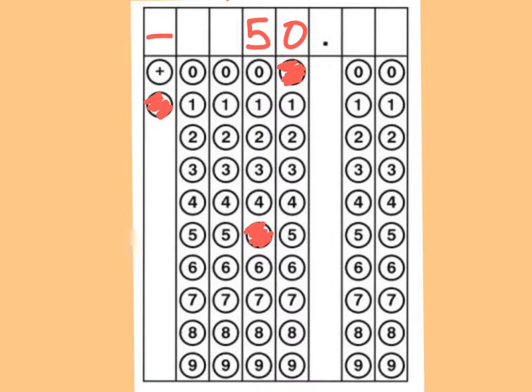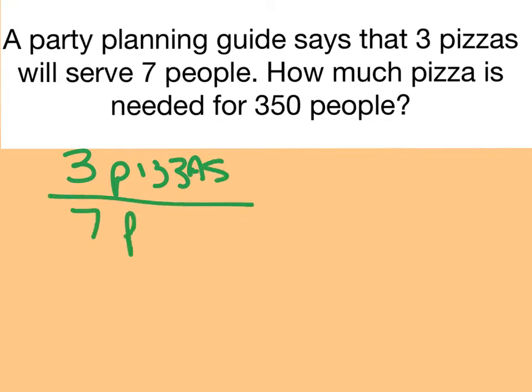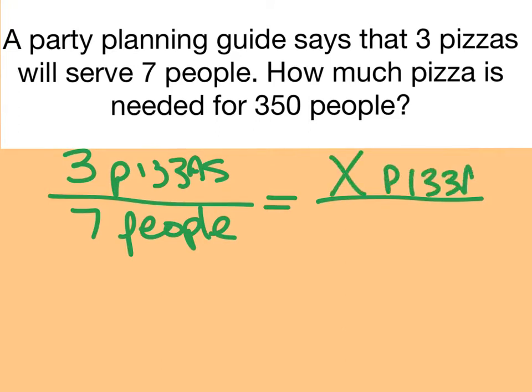Now let's try a few problems for practice. In this first problem, a party planning guide says 3 pizzas will serve 7 people. So we need 3 pizzas for 7 people. How much pizza is needed for 350 people? So let's set up a proportion. 2 equivalent ratios. 3 pizzas for 7 people. How many pizzas for 350 people?